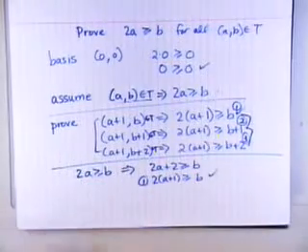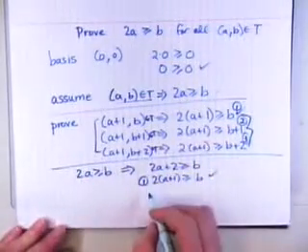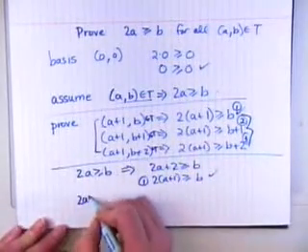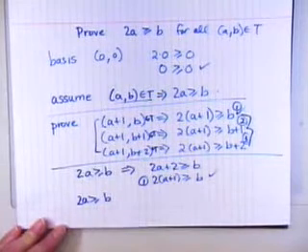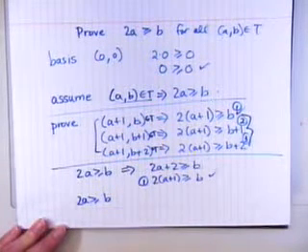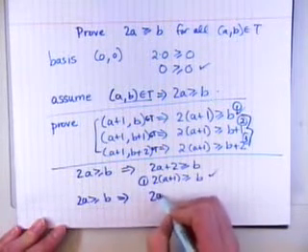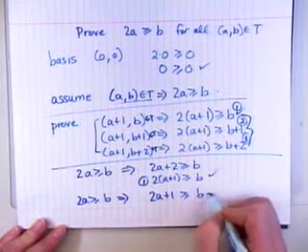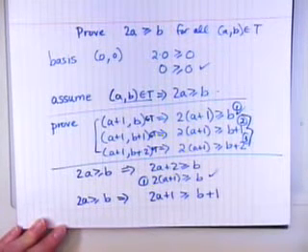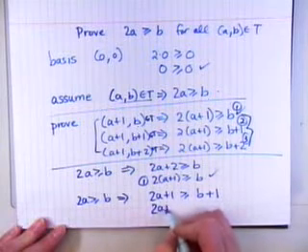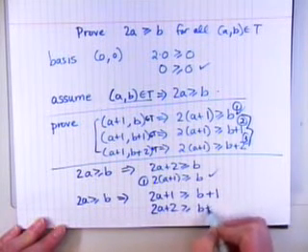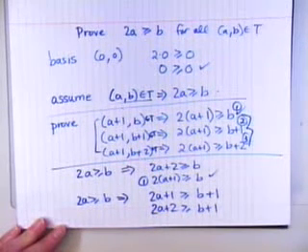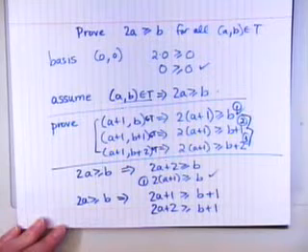So I have 3. Let's prove the second one. If I have 2A is greater or equal to B, if you add 1 to each side, just doing the same thing to each side, you got to know that's true. 2A plus 1 is bigger than B plus 1, right? And if that's true, then certainly 2A plus 2 is bigger than B plus 1. Right? And that's the second statement I needed to prove.